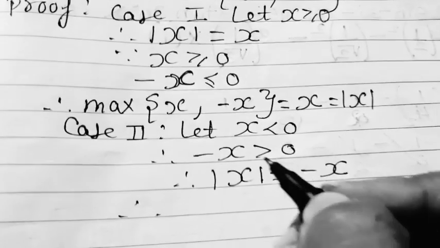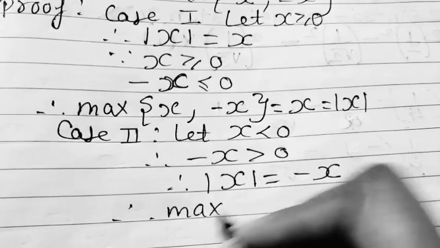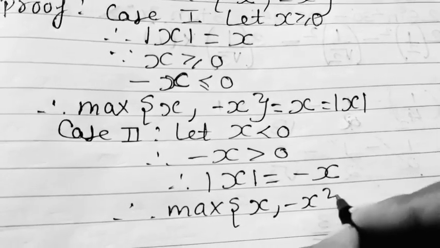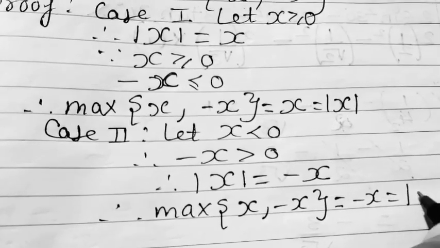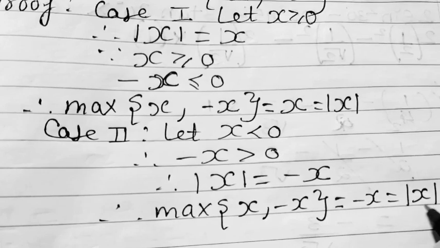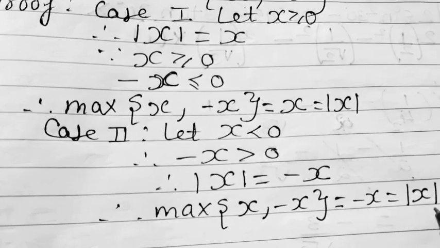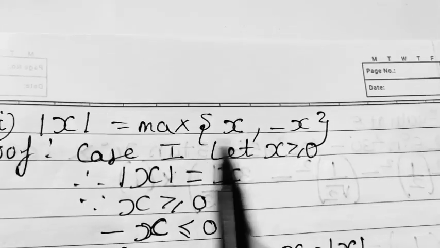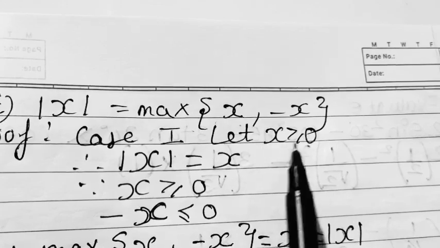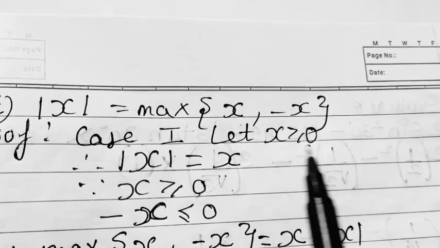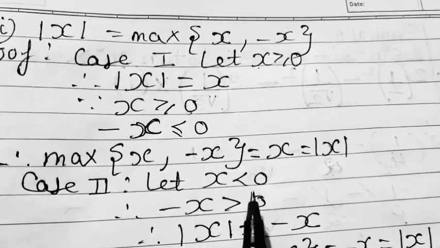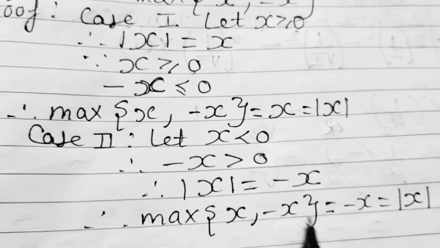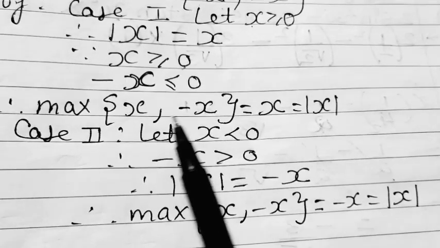Okay, therefore on this basis I can say that the maximum of x comma minus x is equal to nothing but minus x, which is equal to modulus of x. So here the maximum of x comma minus x is nothing but modulus of x. In case 1 I have taken x greater than or equal to 0, that is x positive, and in case 2 I have taken x to be negative, that is x is less than 0.